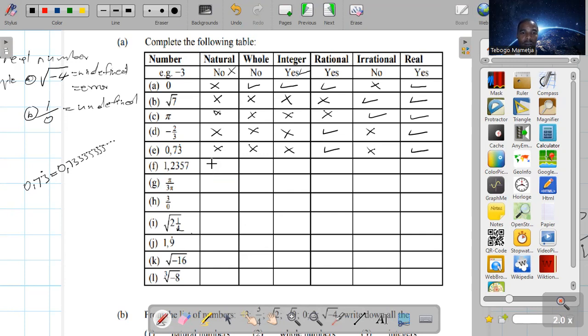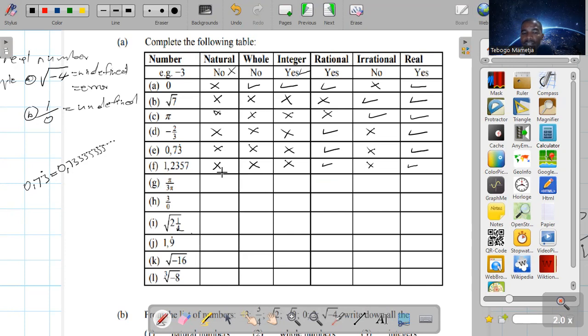So is that natural? No, it's not natural. Is that a whole number? No. It's a decimal. Is that an integer? No. Is that rational? Yes, it's rational. Is that irrational? No. Is that a real number? Yes, it's a real number. So the other one, guys, is pi over 3 pi.